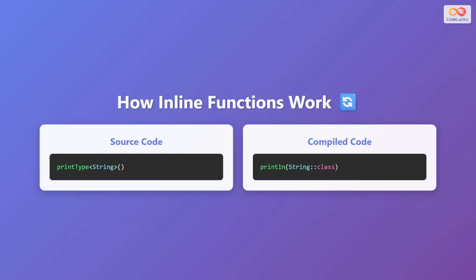But how does this actually work? When you mark a function as inline, the compiler doesn't generate a normal function call. Instead, it copies the function's bytecode directly to every call site. So when you write printType with the type argument String, the compiler replaces that call with the actual body of the function. But with String substituted for T, this means the compiled code directly contains println(String::class), with the concrete type baked in. This is why type information is preserved.